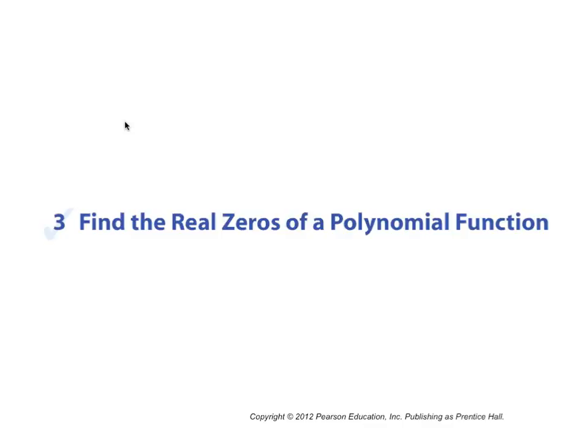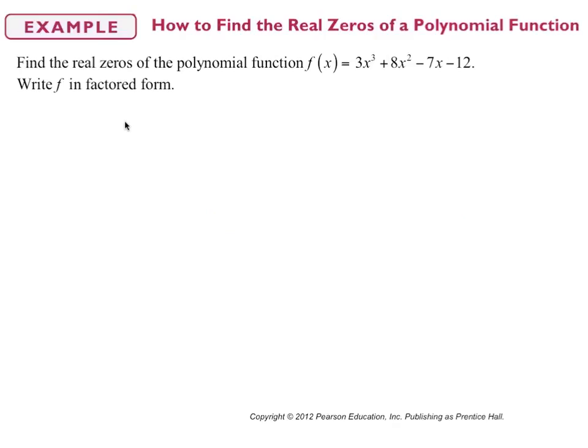Okay, now what we're going to do is put some of this stuff together and try to find the real zeros of our polynomial function. So we want to take that same polynomial function that we had, 3x cubed plus 8x squared minus 7x minus 12, and write it in factored form.